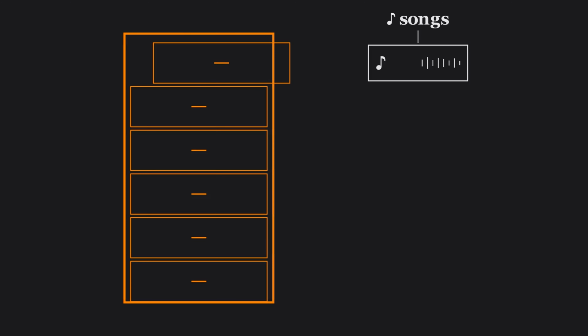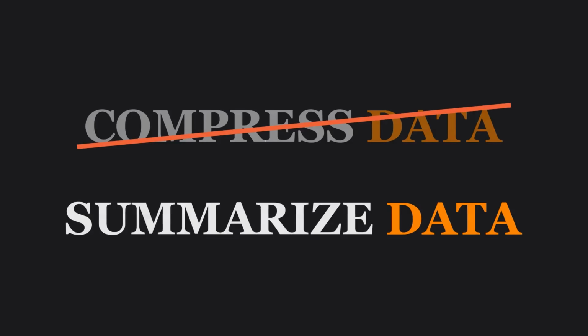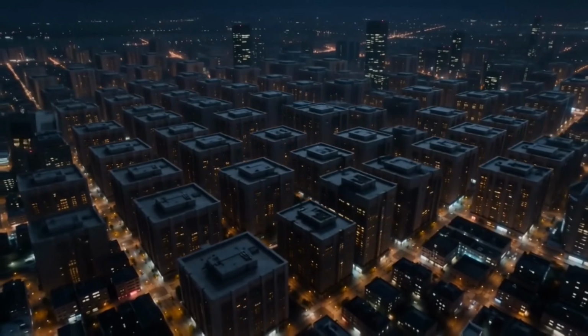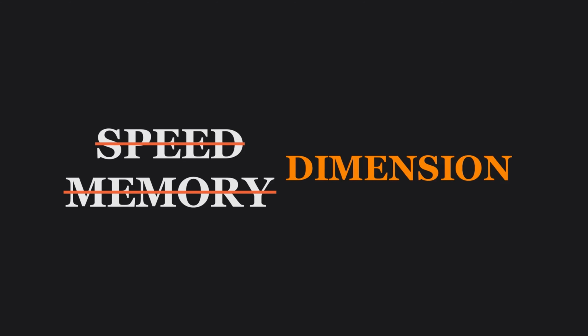KNN doesn't actually learn anything. It just memorizes, which means the model is the data. No compression, no summary. 100 million songs means 100 million items sitting in memory, forever. You'd need a data center the size of a city block just to store the model. Speed is a problem. Memory is a problem. But this third one, this is where the math itself starts breaking.